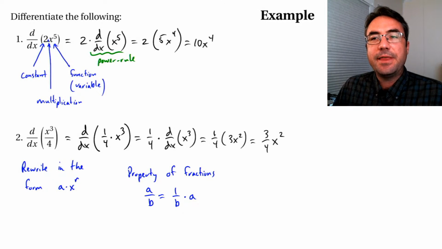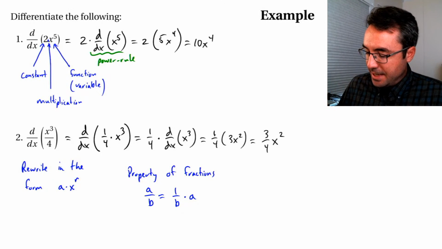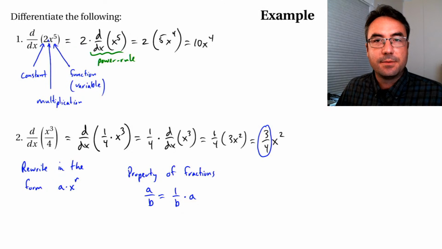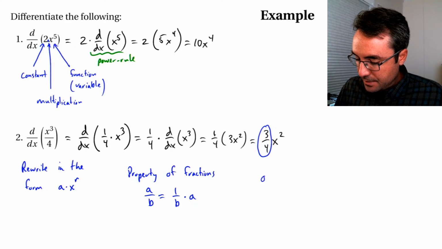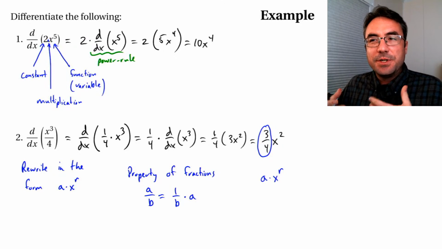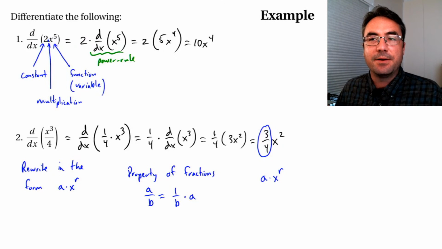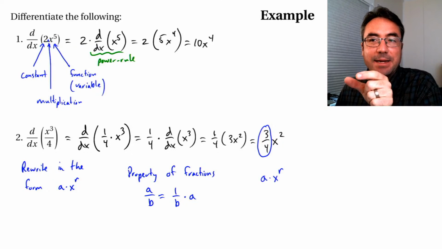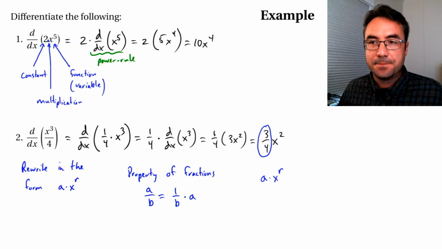And so when you're looking at that number in front, it's helpful to just think of that 3 over 4 as just a number. It's 3/4. It's 0.75. It's just a number. So we have a times x to the power r here. We have this, our result here. Always try to keep going back to that format of having a constant term times your variable term. So a times x to the power r.